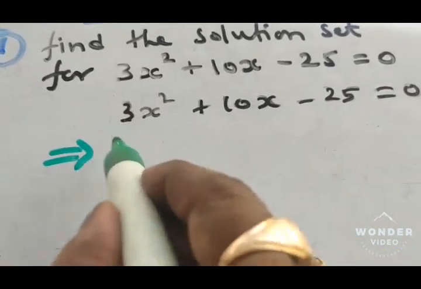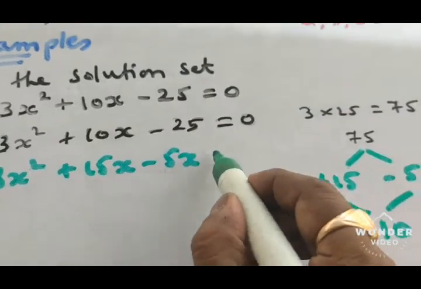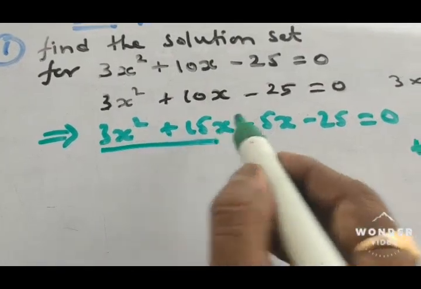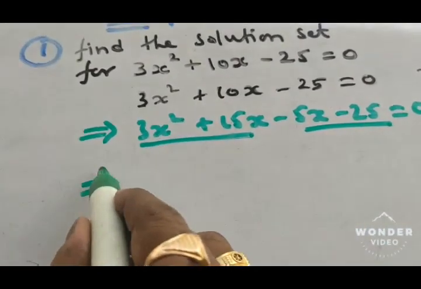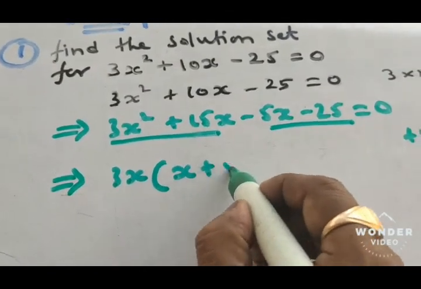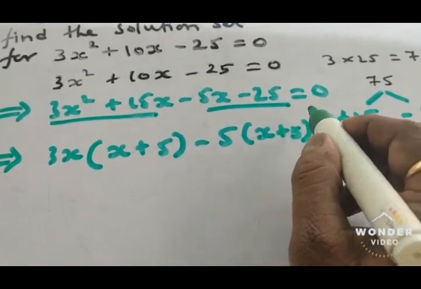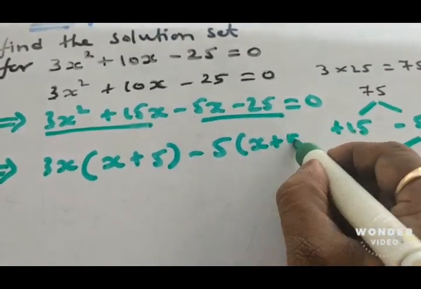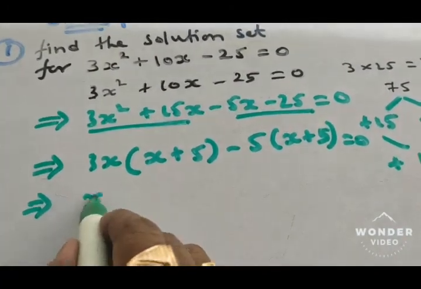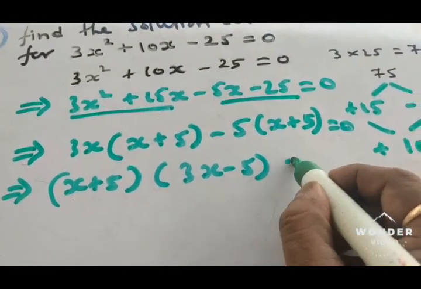So this implies 3x square plus 15x minus 5x minus 25 is equal to 0. From here we are going to take common, so 3x is common: x plus 5, minus 5 is common: x plus 5, is equal to 0. This implies x plus 5 is common, and here 3x minus 5 is equal to 0.